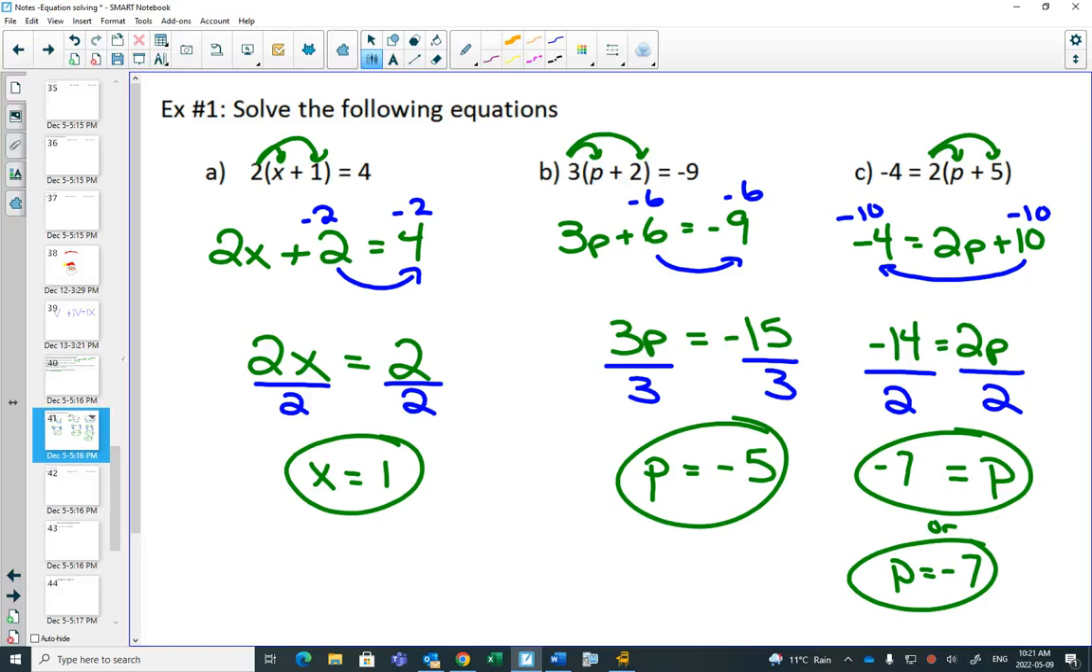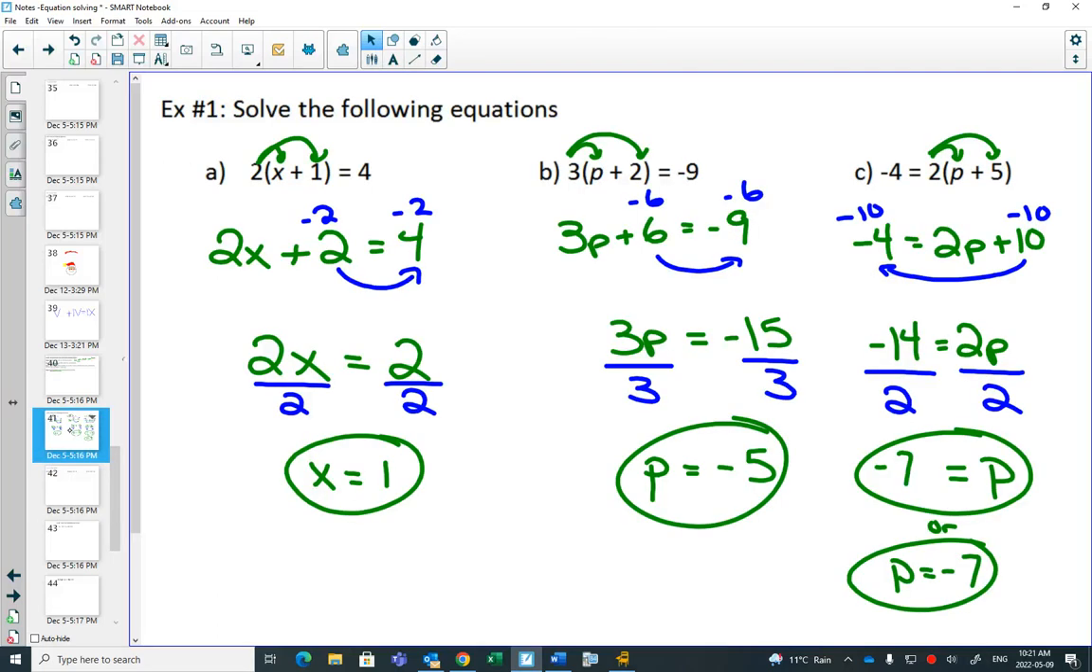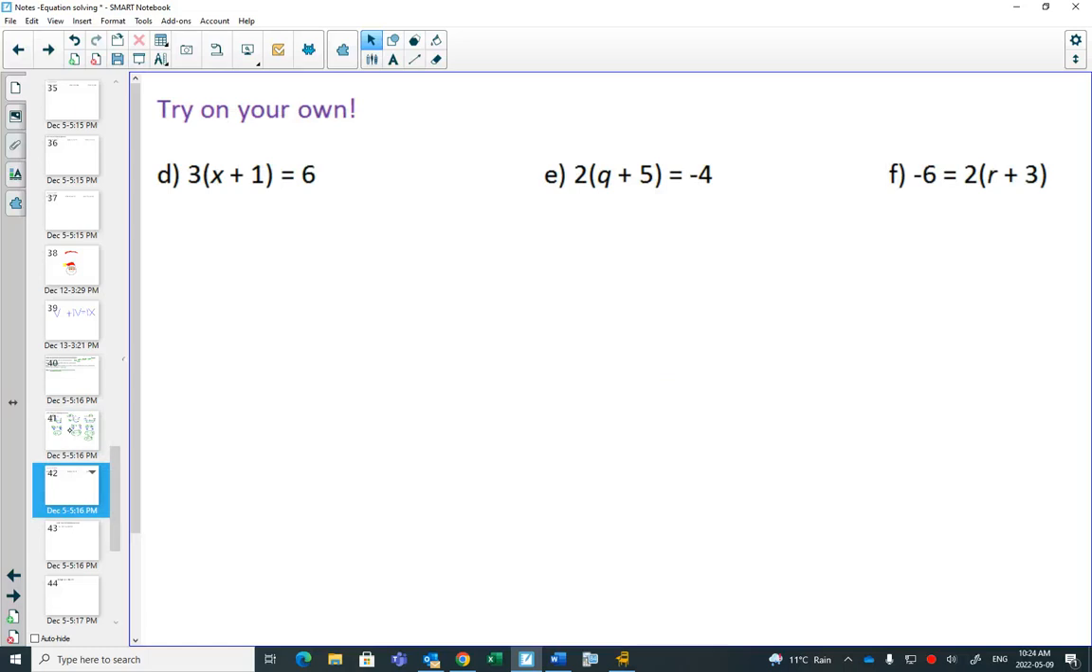Okay, 3 to try on your own. I will put up the answers in a minute, but I'll keep these ones up so you can see them. Okay, let's check how we did here.